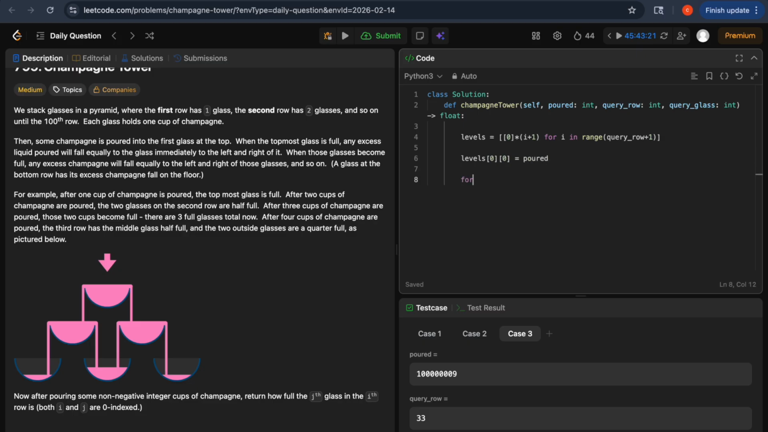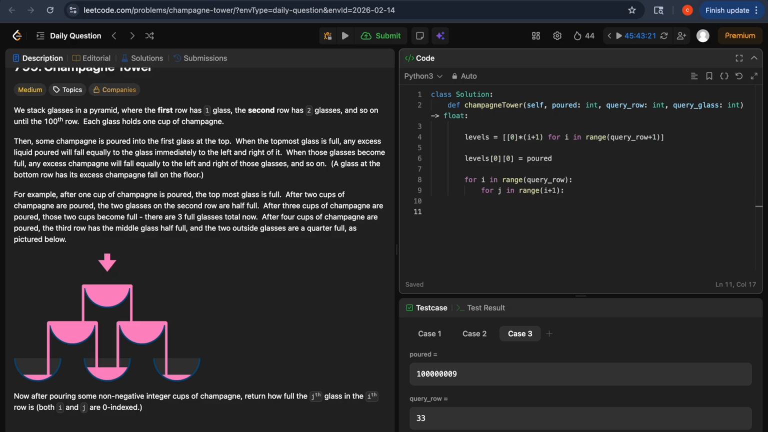And now we iterate for I in range of query row times, and for j in range, this should be I plus 1. So this is how we range, because we start with a single element, and next 2, and then followed by 3. So it goes on like that, right? So it's because of that it is I plus 1.